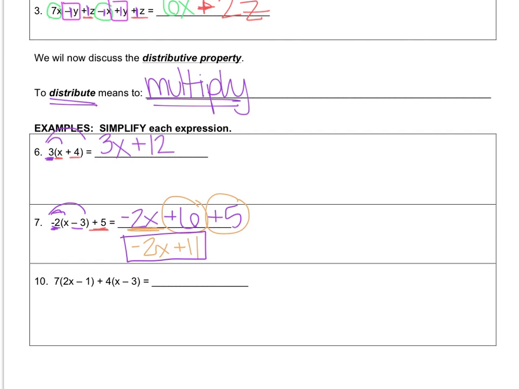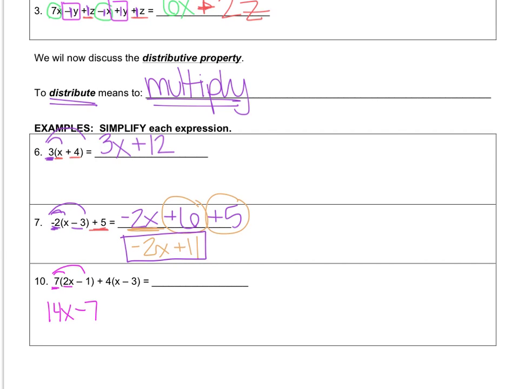You want to simplify as much as you can. Okay, I know the next problem says 10, but it's actually number 8. So if you're looking at the next example, you have 2 sets of parentheses. So if you have 2 sets of parentheses, that just means you're going to have to distribute twice. So we're going to distribute first, and then we're going to simplify. So I have 7 times 2. Remember, multiply means to distribute the number in front of the parentheses. 7 times 2x is, we're going to do 7 times 2, which is 14, and we're going to keep our x. 7 times negative 1 is negative 7.